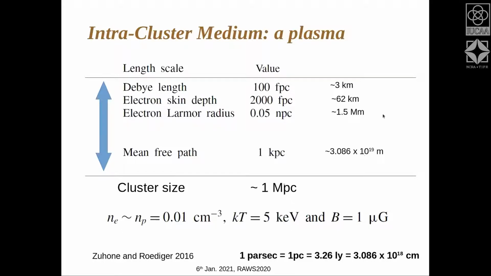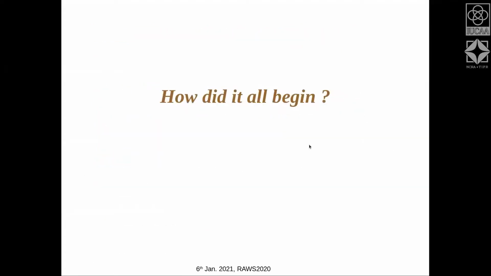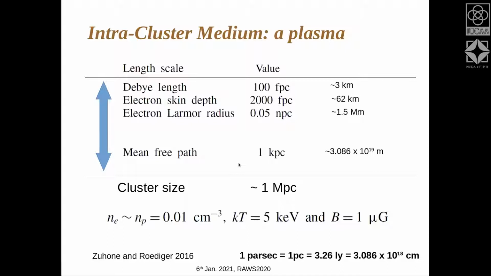Two parameters are very striking here. One is the mean free path. The mean free path comes out to be a kiloparsec, which is a very long distance for any particle to go before meeting any other particle. And the other is the electron Larmor radius. If you compare the two numbers, you can see that the Larmor radius is much smaller than the mean free path.